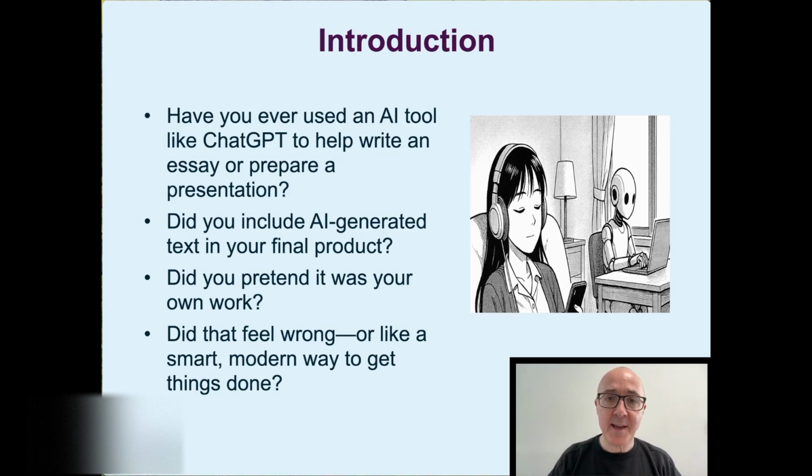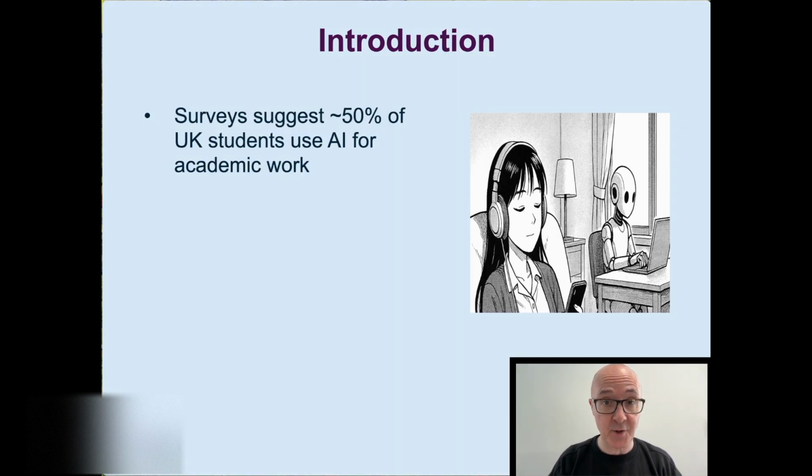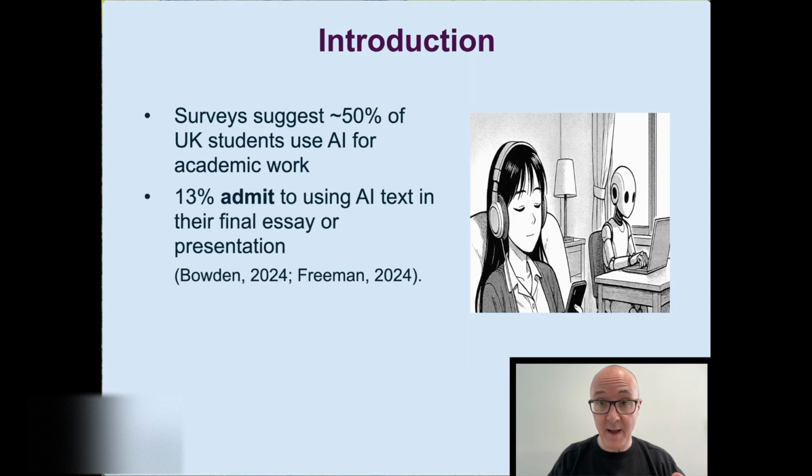Surveys suggest that 52% of UK students have already used AI tools to assist with their academic work. Around 13% admit to using AI text in their final essay or presentation. While many use AI for legitimate support, such as understanding concepts or improving grammar, others use it for cheating.